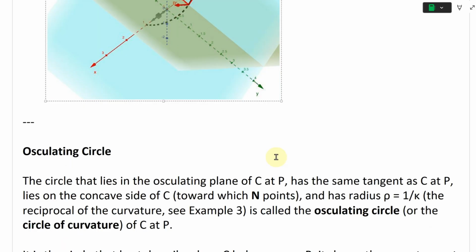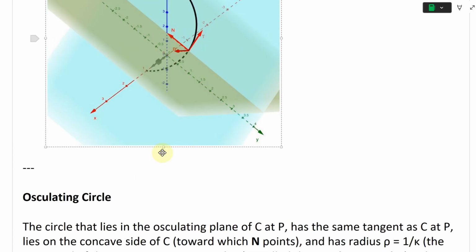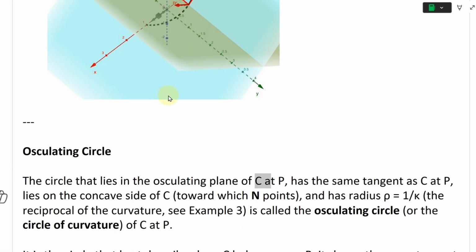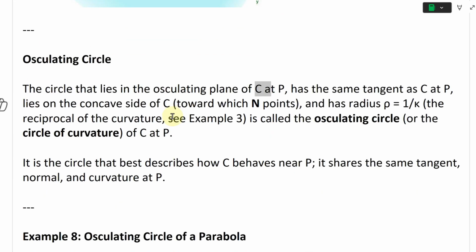So now let's go further and look at the osculating circle. The circle that lies in the osculating plane of C at P has the same tangent as C at P, and lies on the concave side of C towards which N points. Basically, N is always pointing toward the z-axis, as the example showed. This one is going to be a circle, and the radius of the circle, we'll call this the radius rho, is equal to 1 divided by the curvature.